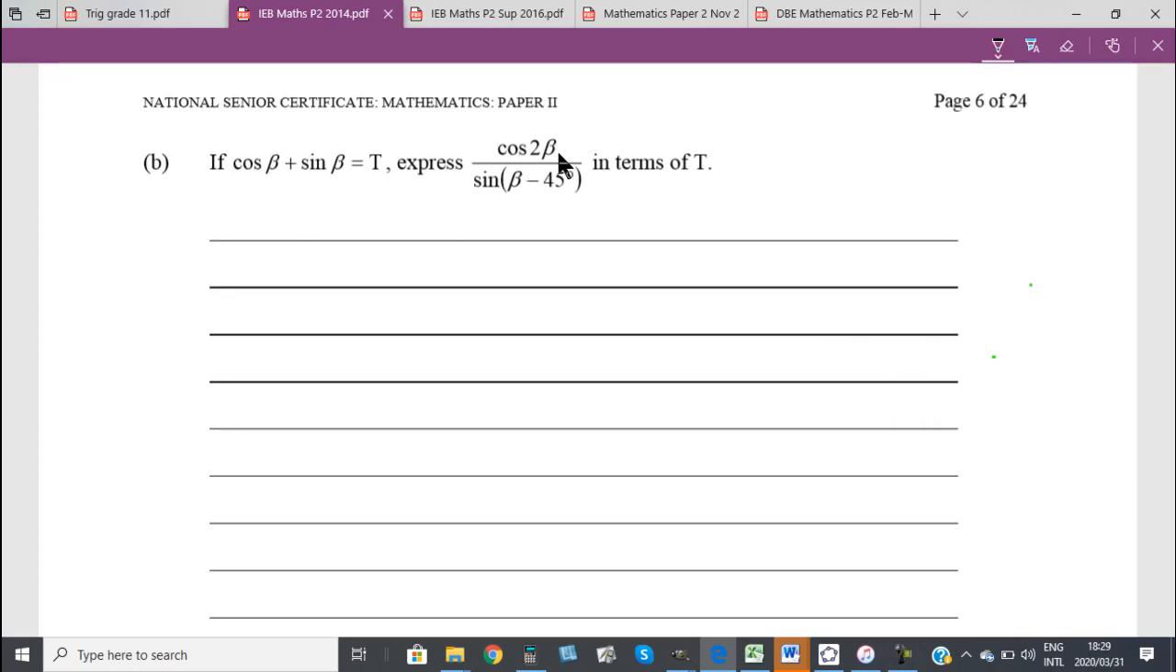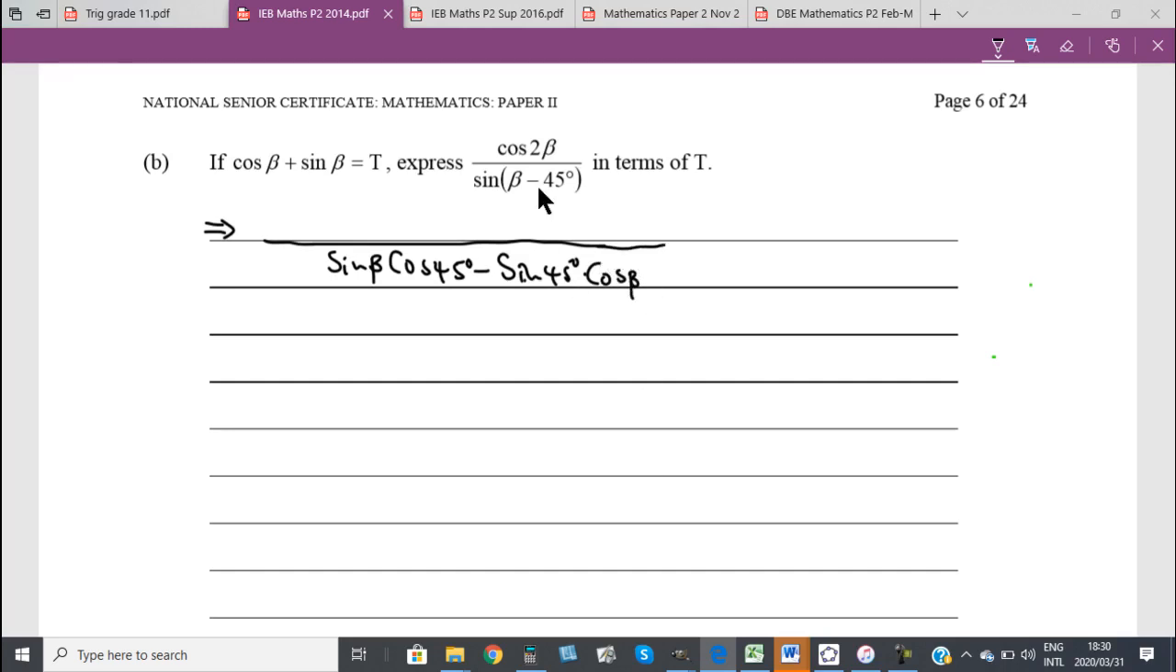Well, let's start with this first. So I'm not going to copy this down. Now, notice that in the denominator, there isn't much that you can do. You just have to apply the compound sine. So let's do that. So this is sine beta, sorry, sine beta cos 45 minus sine 45, and then cos beta.